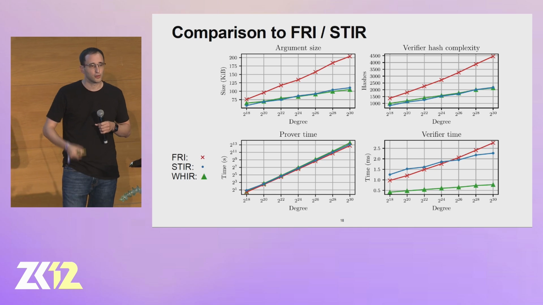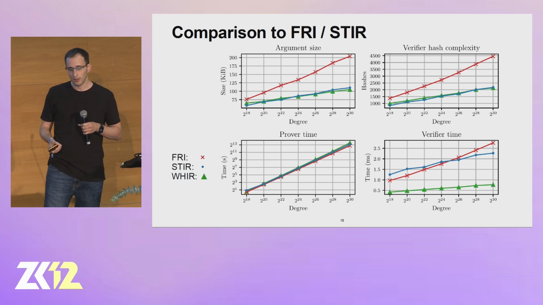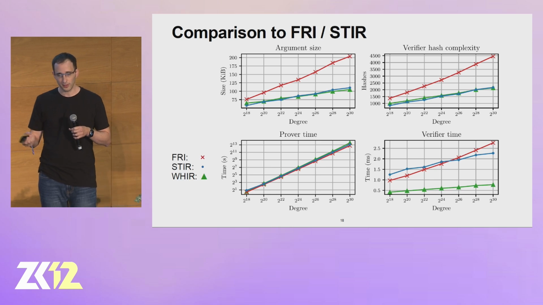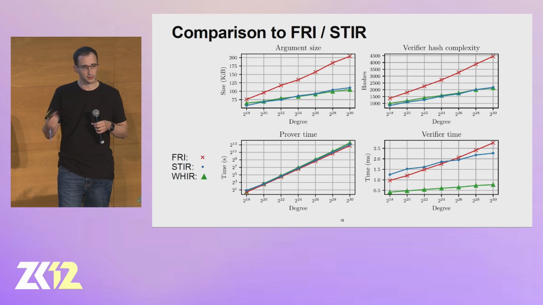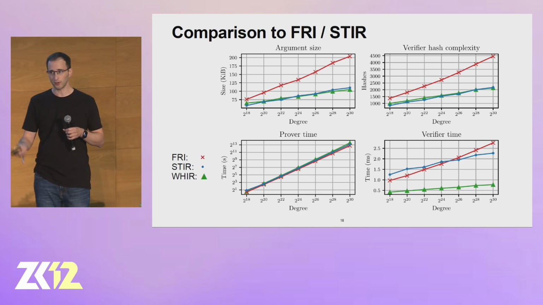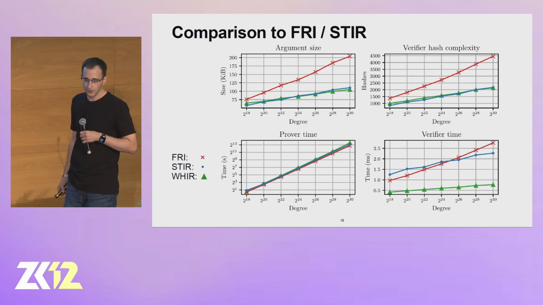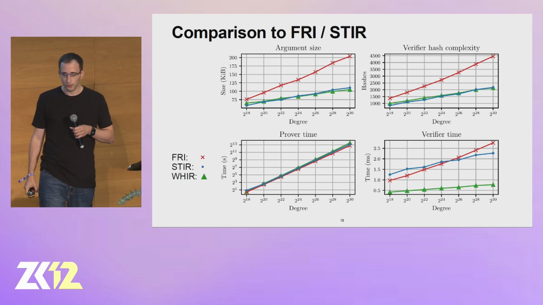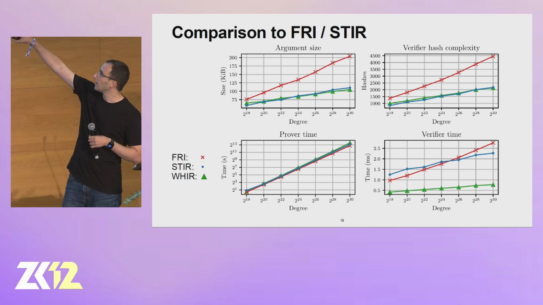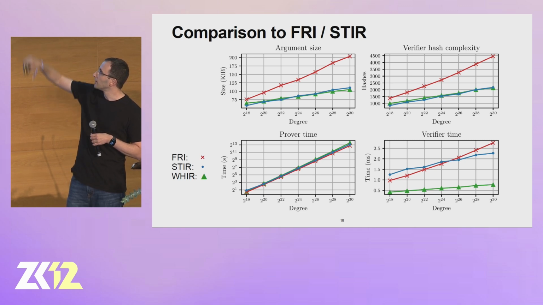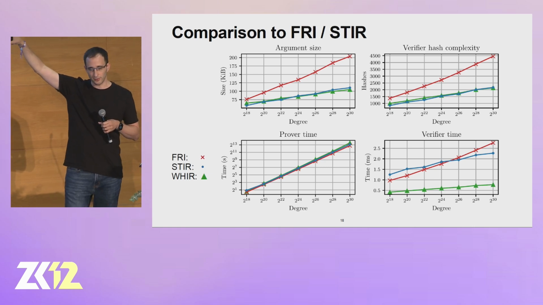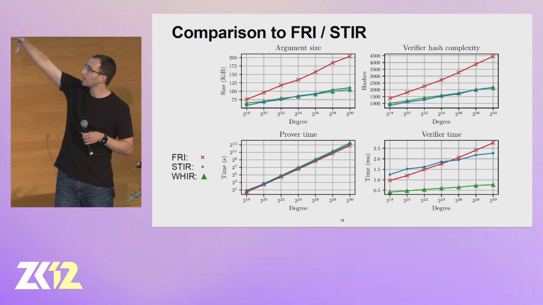Let's compare, if you are familiar with FRI and STIR. Maybe I'll say at this point that WHIR is a drop-in replacement to places where you use FRI or STIR or BaseFold as a polynomial commitment scheme. Okay. So again, if I compare that, STIR, which we introduced last ZK Summit, is in blue now, and in red is FRI. So the argument size is much better than FRI. That was the main point of STIR, and WHIR just gets roughly the same argument size.